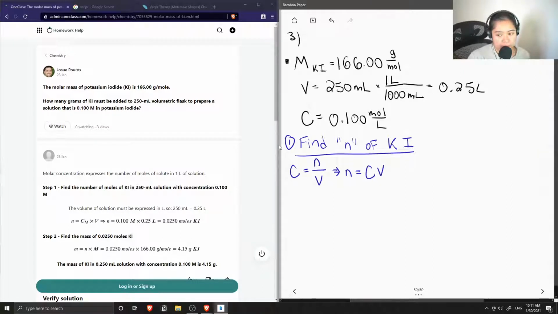So number of moles is equal to concentration times volume. We know our concentration is 0.1 moles per liter, and we know our volume is 0.25 liters. If we multiply the two, our liters will cancel out, and our number of moles is equal to 0.025.